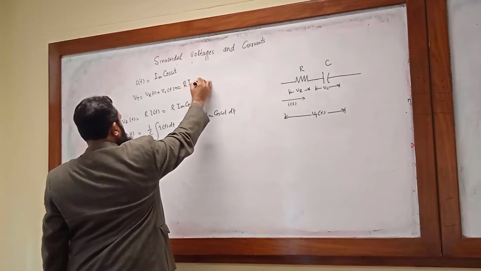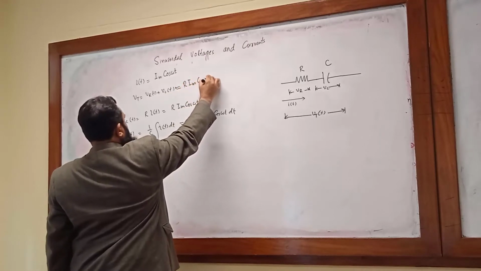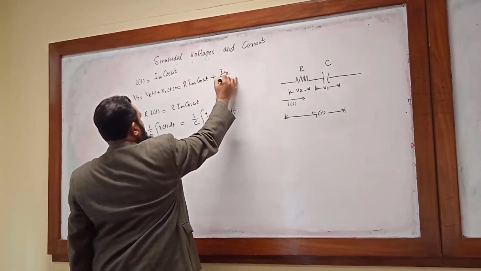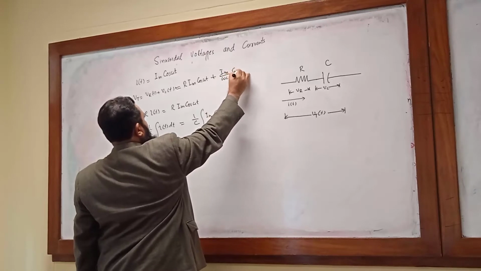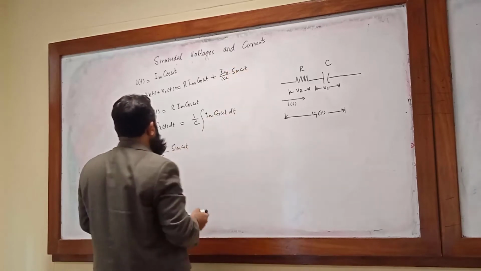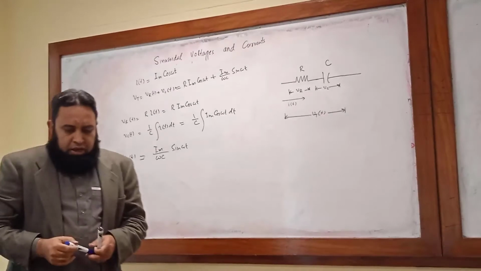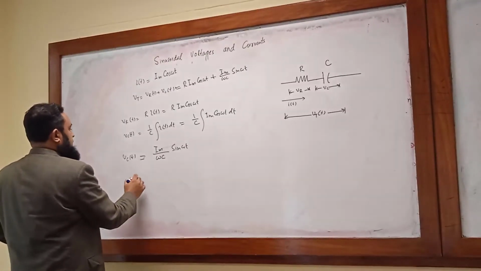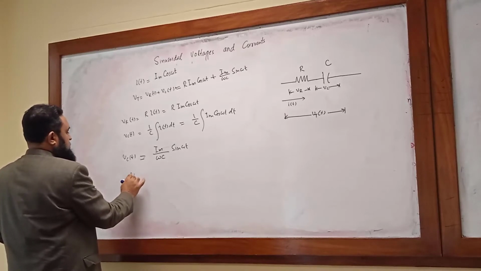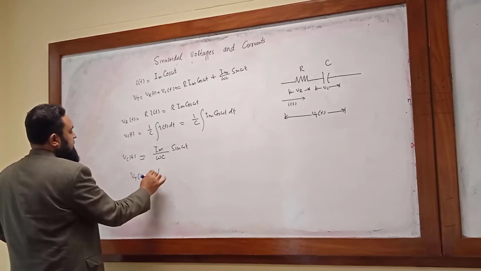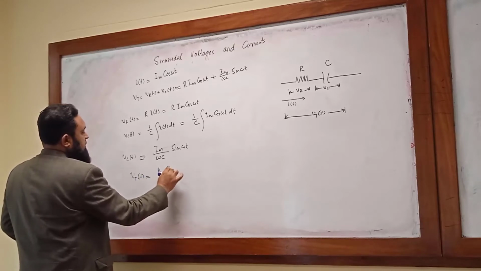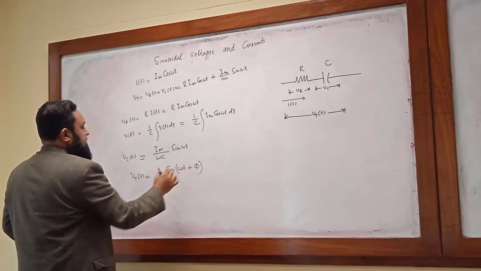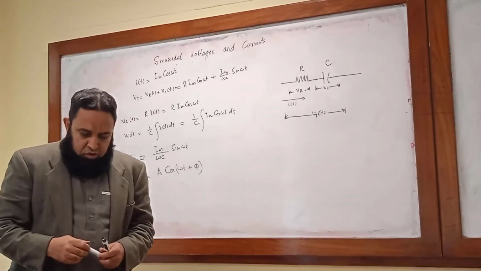R Im cosine of omega t and Im over omega C sine of omega t. Okay, again recall the total voltage representation, that let's assume it can be represented as A cosine of omega t plus phi.